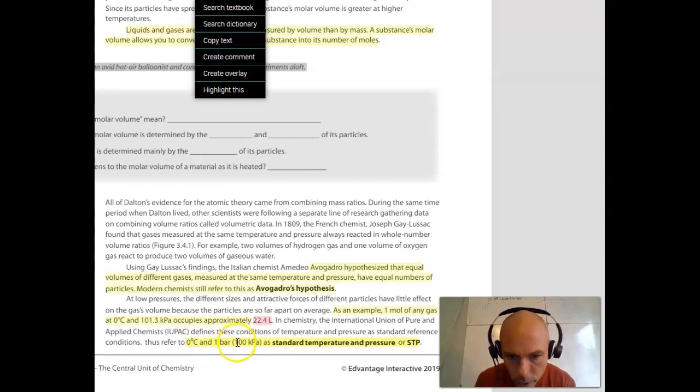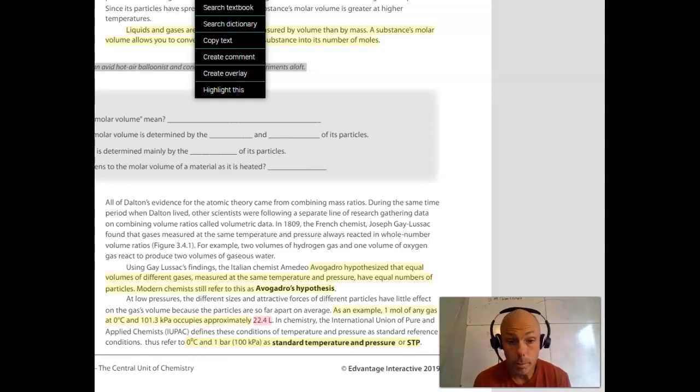I'm slightly annoyed it rounded it to 100 kPa here. There are other units for pressure that could be used instead of kPa, but for now we'll just stick with kPa. So again, standard temperature and pressure, STP, is 0 Celsius and 101.3 kPa. And while that's true, you don't really need to remember that right now.